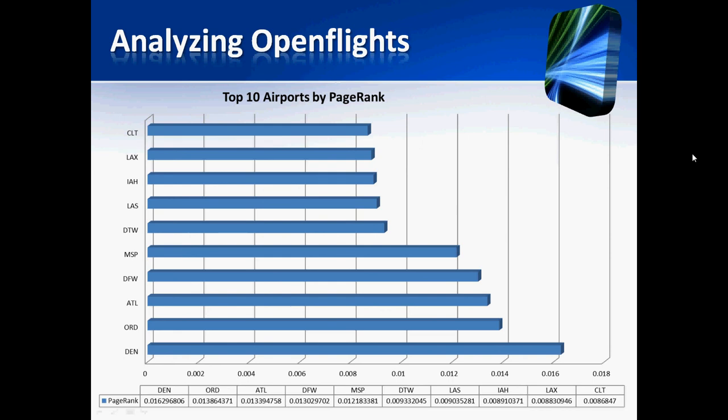Number of in and out degrees, and we see here it doesn't seem to change that much. You know, Denver, Chicago O'Hare, Atlanta, Dallas Fort Worth. And down on the bottom, LAX has changed places with, I believe that's Charleston. So some changes, but not much, and it may be because the in and out degrees are fairly well balanced.